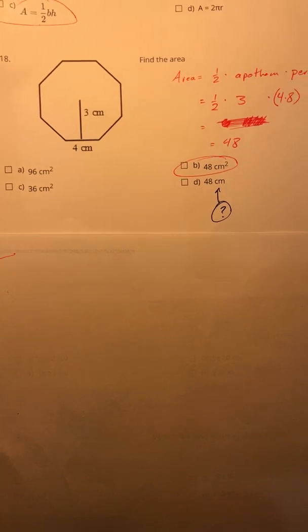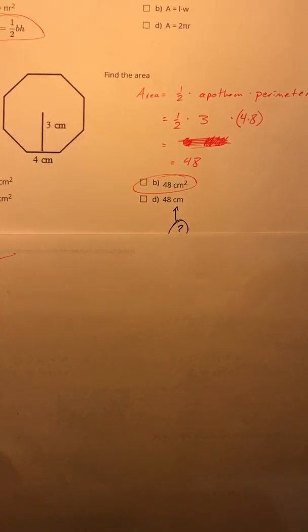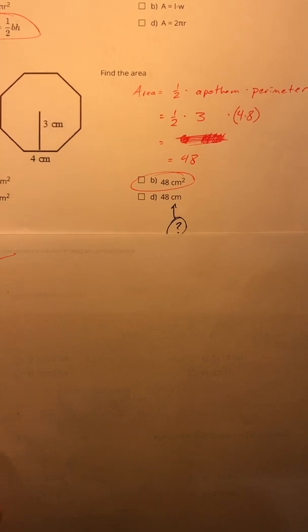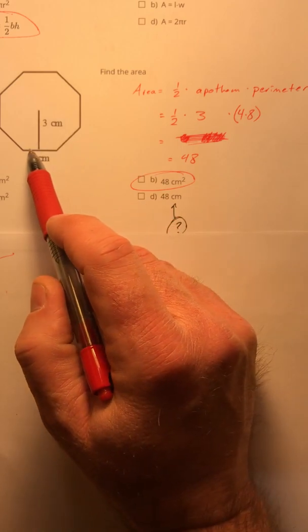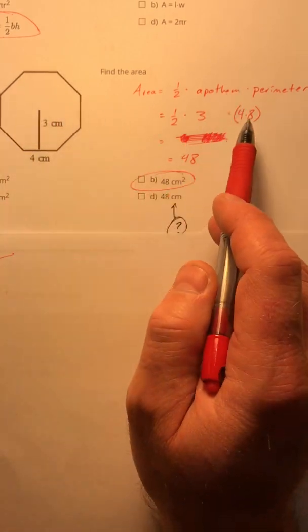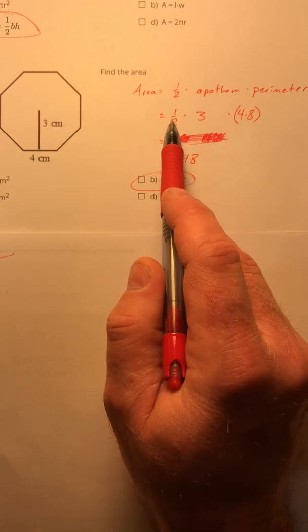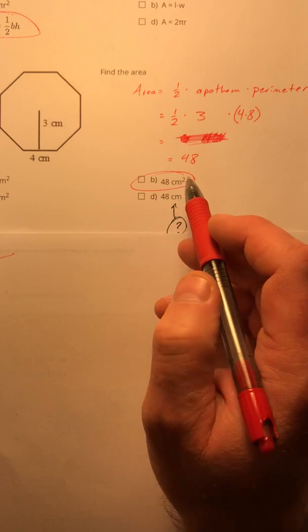All right, number 18, we're finding the area of this octagon. Our formula for the area of an octagon is 1/2 times apothem times perimeter. The apothem here is just given to us. It's 3. For the perimeter, 4 plus 4 plus 4 plus 4 plus 4 all the way around. It's 4 times 8 essentially, which is going to be 32. So it's half of 3 times 32, which gives you 48 square centimeters.